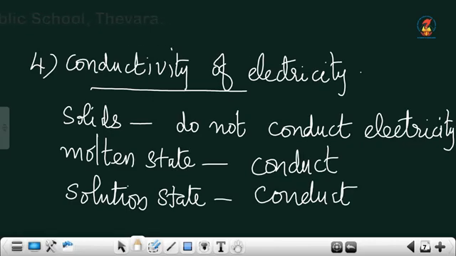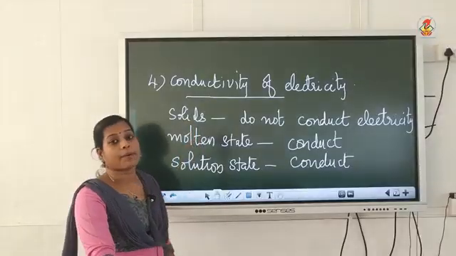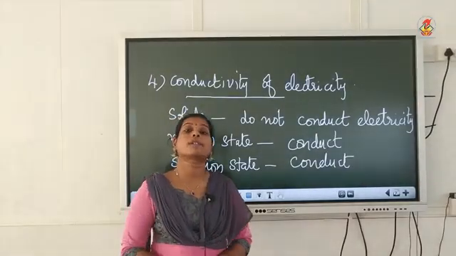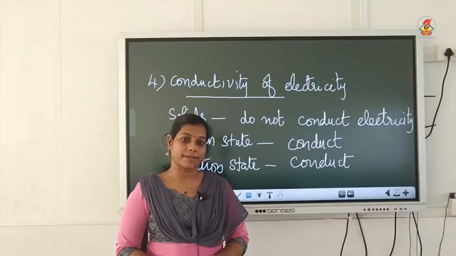So, there are three conditions for the ionic compounds when we consider the conductivity of electricity. First one is in the case of solid state, they do not conduct electricity as they have a rigid structure, movement of ions is not possible there. But in the case of molten and solution state, dissolved in water, in both cases there will be movement of ions, so both cases they will conduct electricity. So, these are the four different properties of ionic compounds or electrovalent compounds.